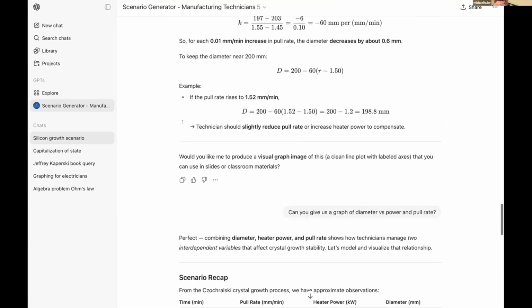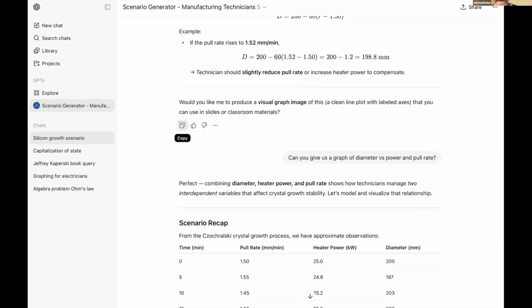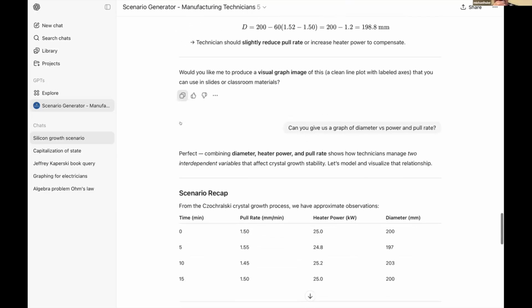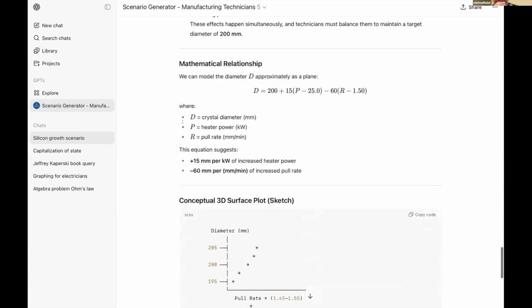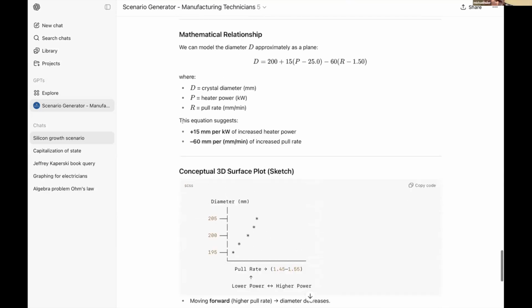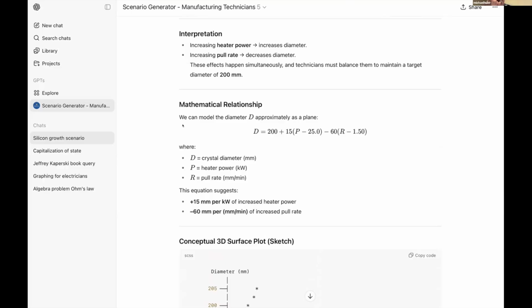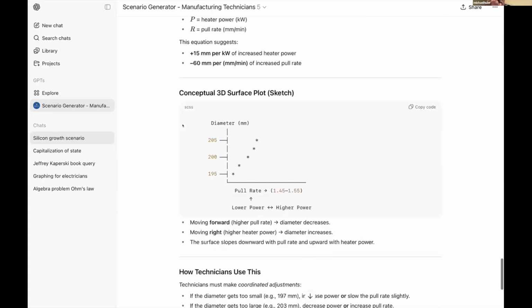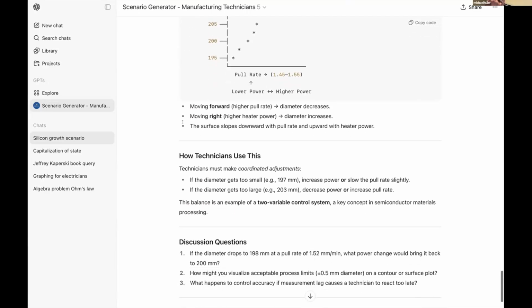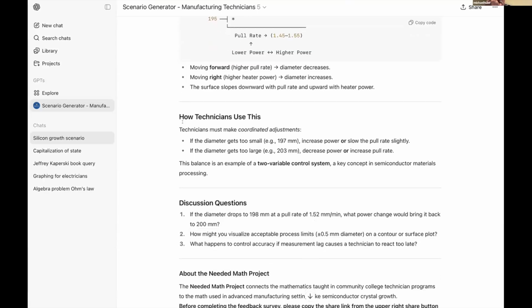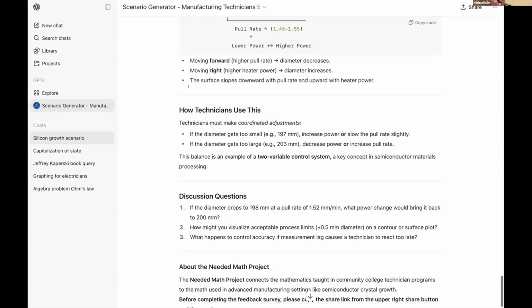So now, can you give us a graph of diameter versus power and pull rate? It gave us the table again, then it gave us a graph, and then it worked everything out. You get this quadratic equation that solves that particular problem. And then it came up with some nice questions for how you can use this. Now we know if the diameter gets too small, we can increase the power or slow the pull rate as we pull it out. Or if it's too big, we can do the opposite of that.